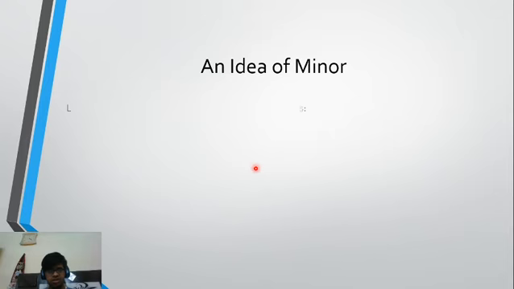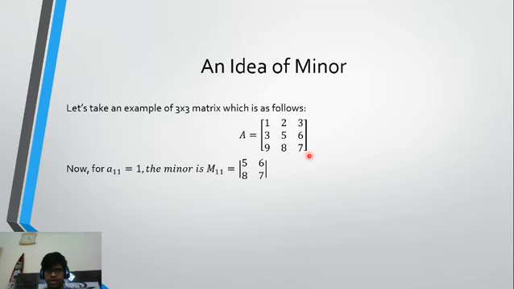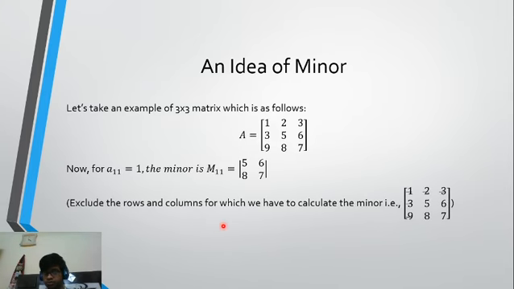Now an idea of minor. Let's take an example of a 3 into 3 matrix, which is as follows. Here we have 3 rows, 1, 2, 3, and 3 columns, 1, 2, and 3. Now for A11 equal to 1, the minor M11 is equal to the determinant of 5, 8, 6, 7. What we did here is that A11 is present in the first row and first column, so we removed the first row and first column. The rest we are left with, the determinant of that is called the minor of that particular element. Exclude the row and column of the element for which we have to calculate the minor.